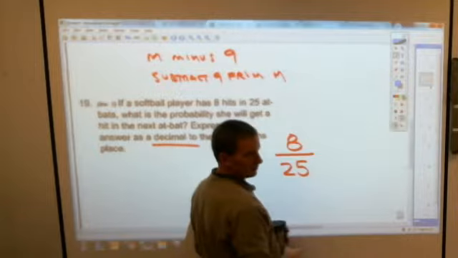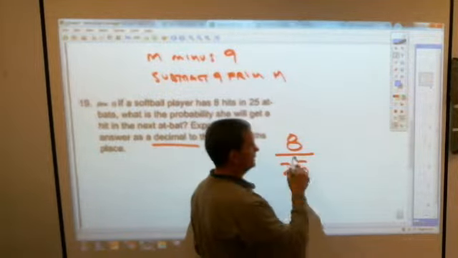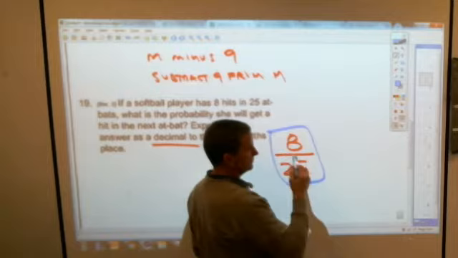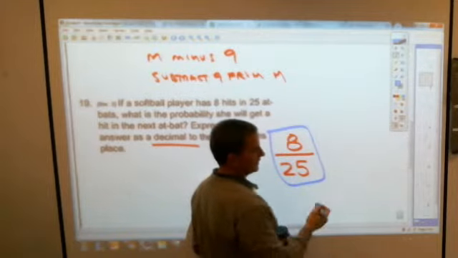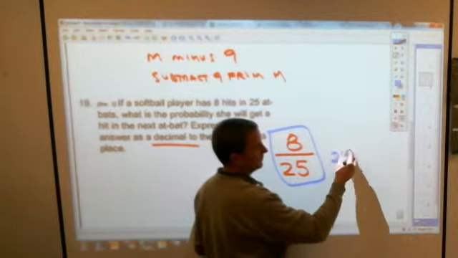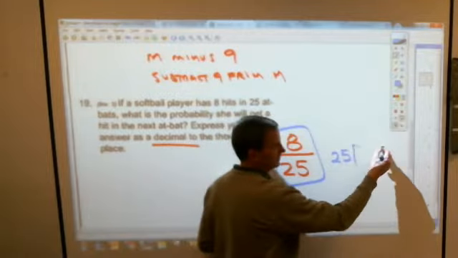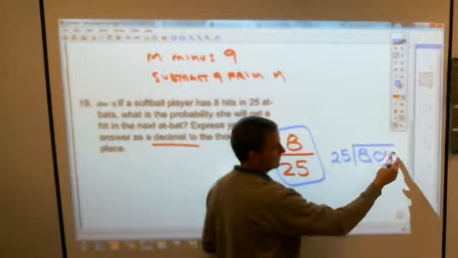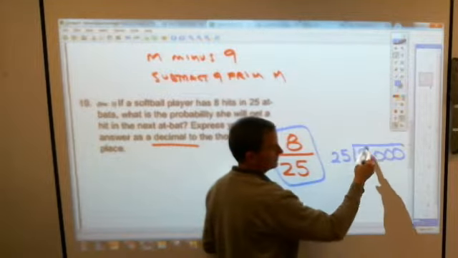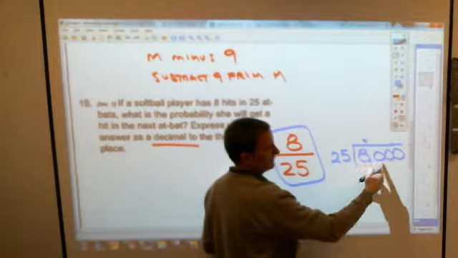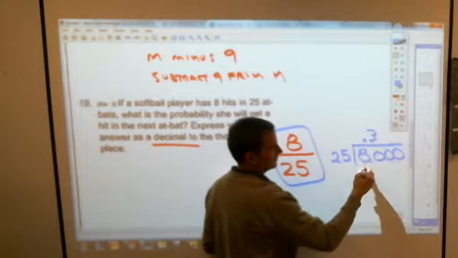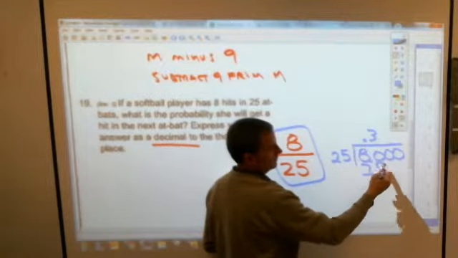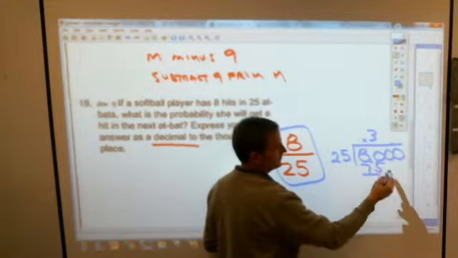I would just divide it out, probably. To change a fraction to a decimal, there's a couple different ways, but I would just take 25, the bottom number, into the top number, 8, and then you have to go to the thousandths place: tenths, hundredths, thousandths. So 25 goes into 80 3 times. 25 goes into 50 twice.